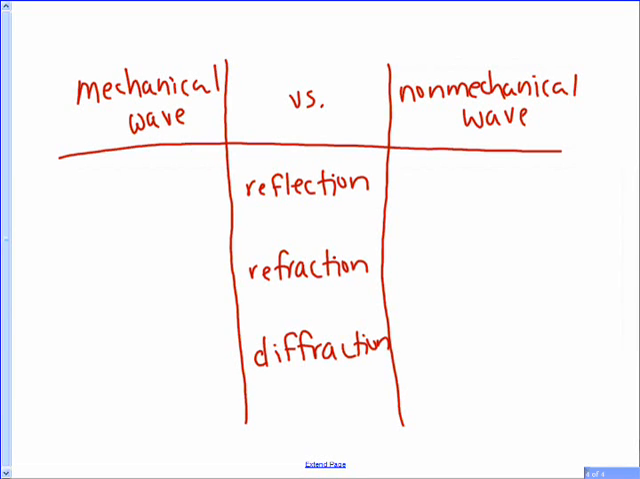So for reflection, I want an example of a mechanical wave. I want an example of a non-mechanical wave. For refraction, I want an example for a mechanical wave and one for a non-mechanical. For diffraction, I want an example for both.